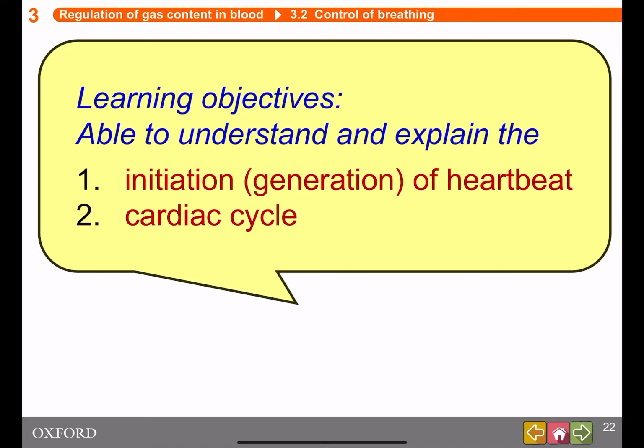E1 Chapter 3 Regulation of Gas Content in Blood. In this video clip, we are going to learn first the initiation of heartbeat, that is the generation of heartbeat. Second, the cardiac cycle.